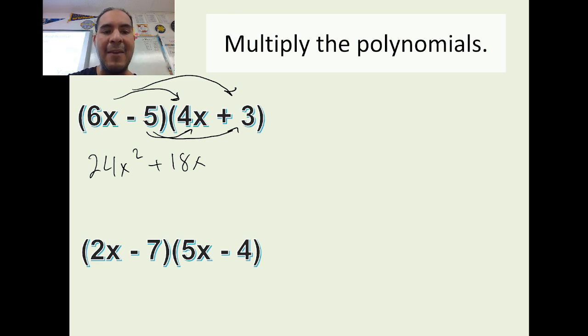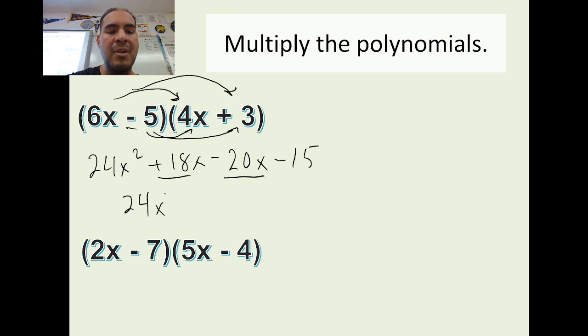Now we're going to take that negative 5 that we have to take into account, that negative on the 5, and multiply it to the 4 and the 3. Negative 5 times 4x is negative 20x. A negative times a positive is a negative there. And negative 5 times positive 3 is negative 15. 5 times 3 is 15, and a negative times a positive is a negative. We're going to combine our like terms. In this case, the like terms, again, just happen to be in the middle. But if there's other ones, we combine all the like terms. 18 minus 20 is negative 2. And we bring down the 15. That's our multiplication: 24x squared minus 2x minus 15.